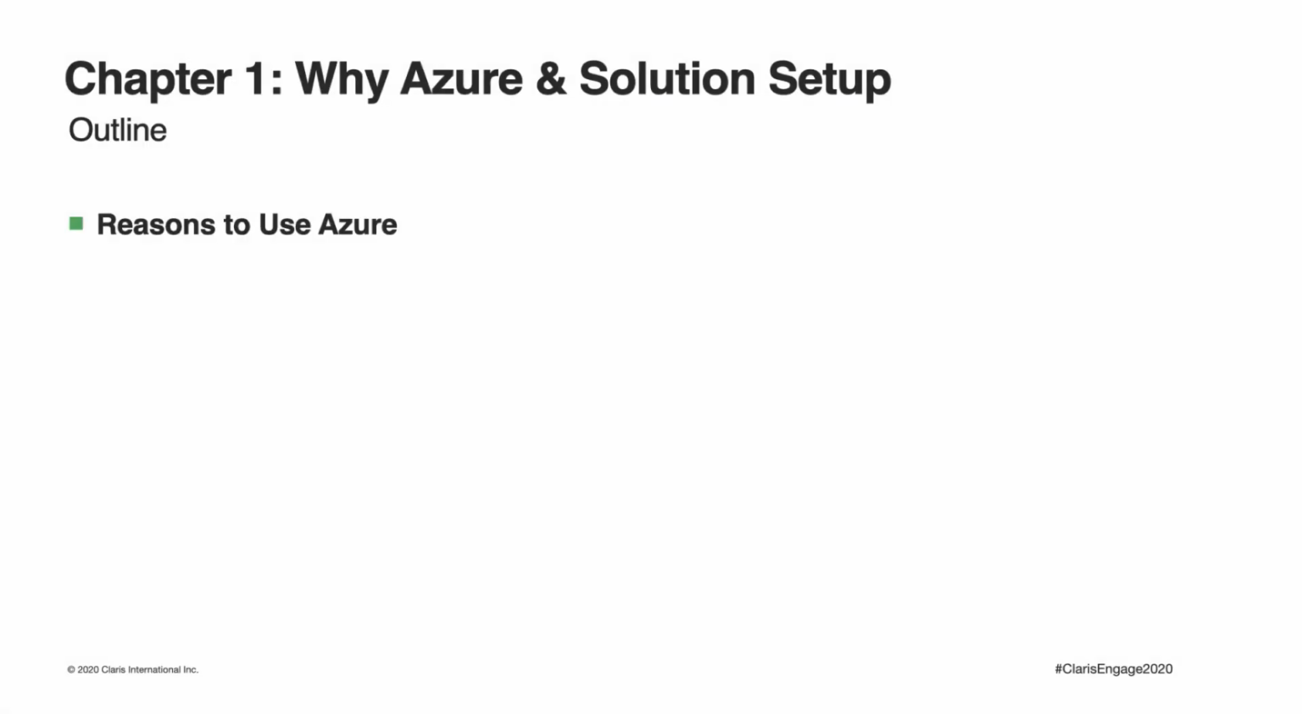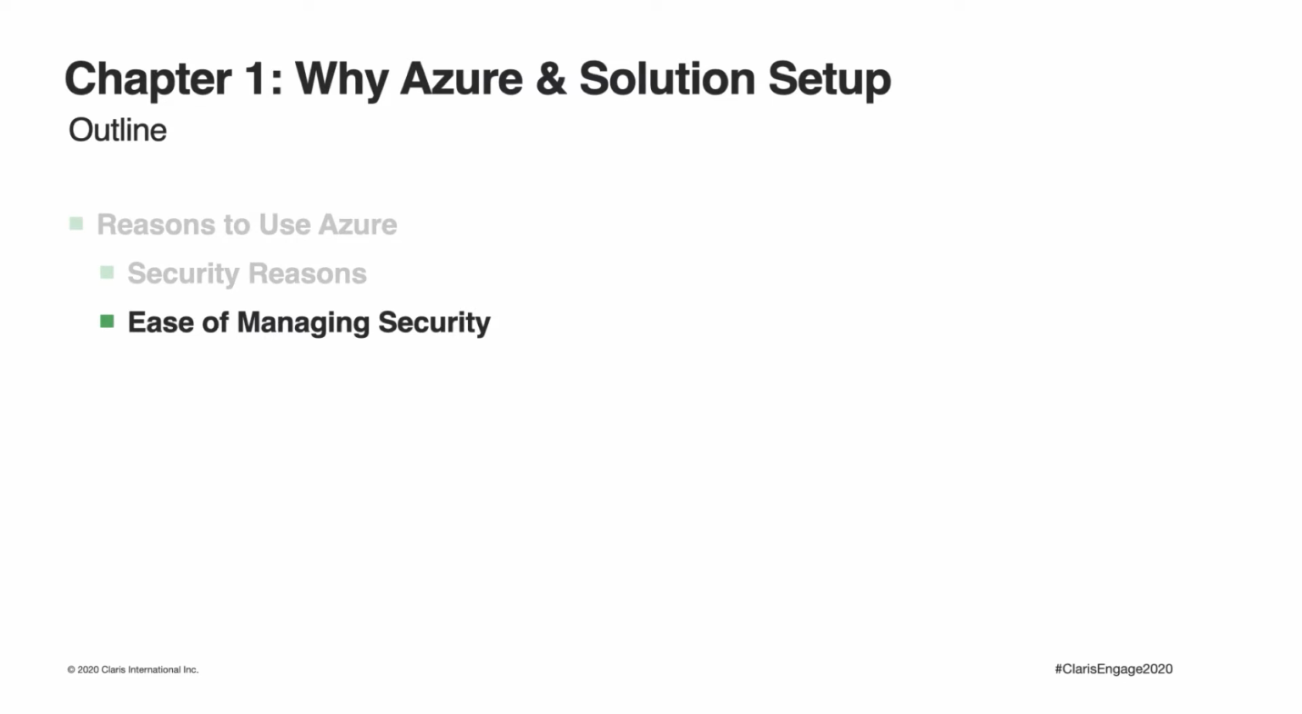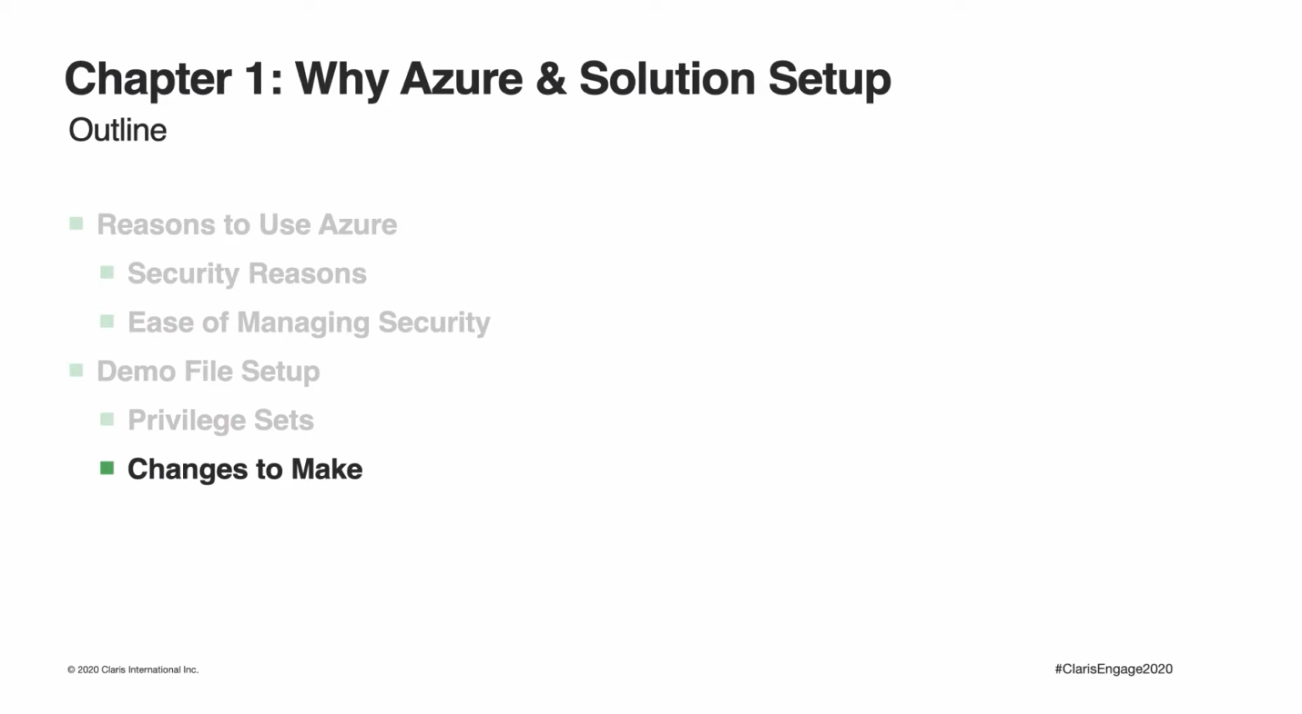In this chapter, I will review the security benefits of using Microsoft Azure Active Directory, which I'll call Azure AD, as well as how much easier it will be to manage authentication to your solution. I will then review the demo file that is being used, letting you see the existing privilege sets to help set up the changes we'll need to make in order to add Azure Groups to your solution's security.